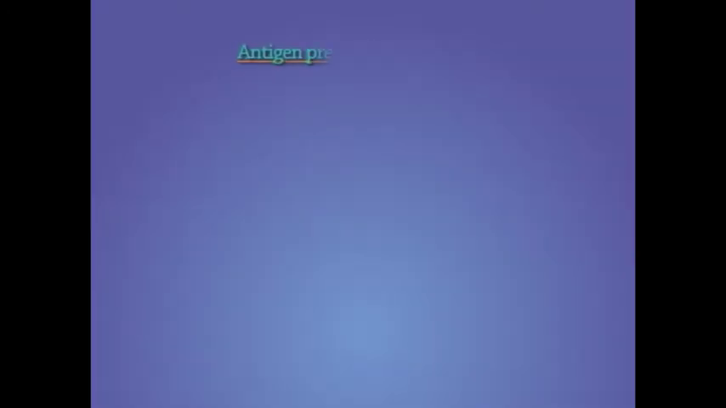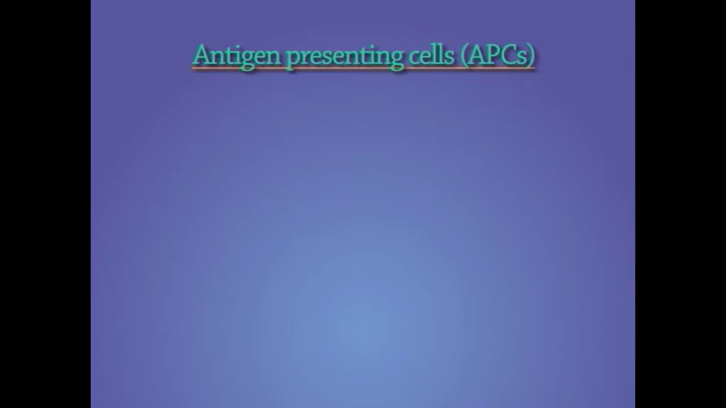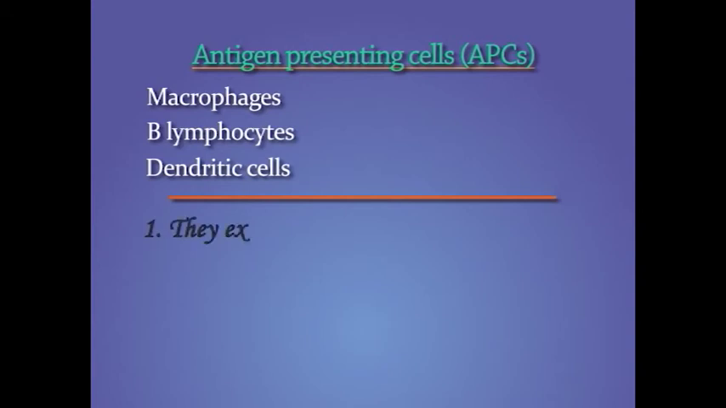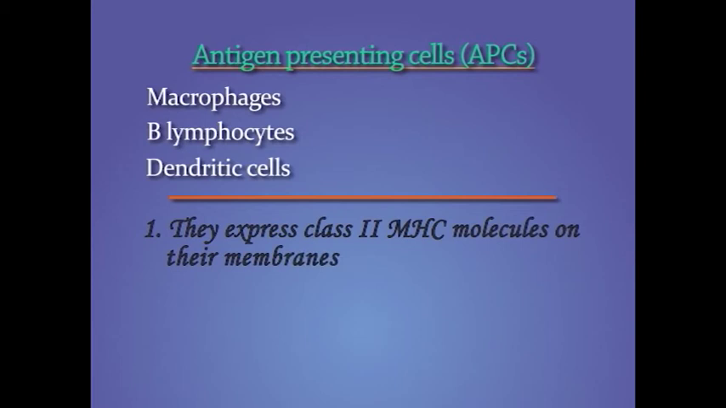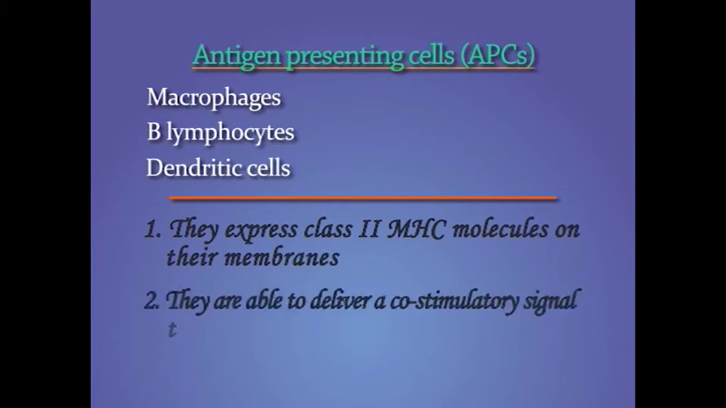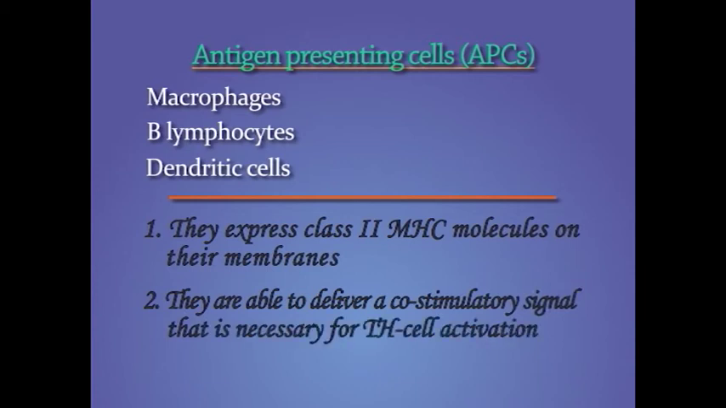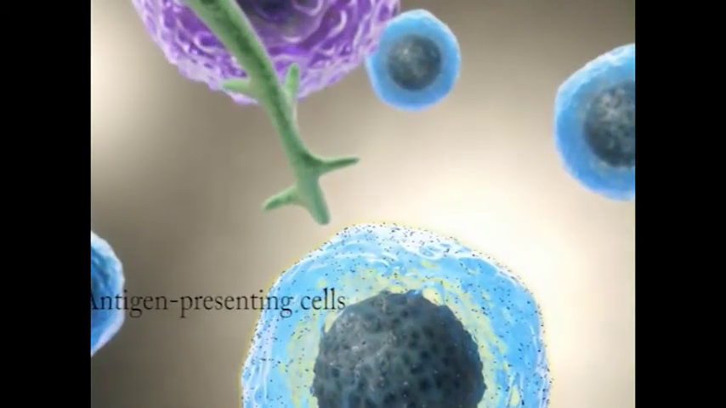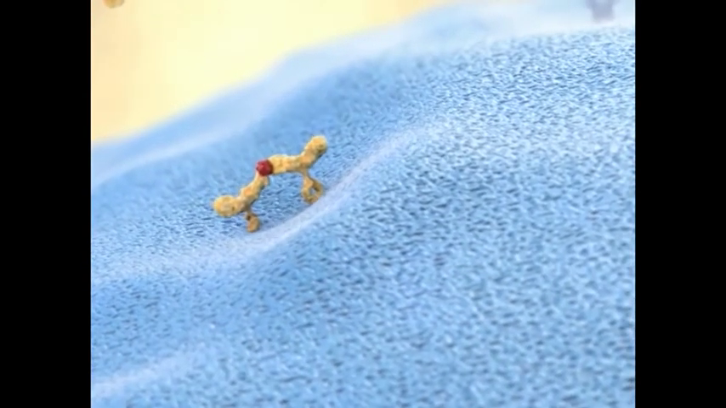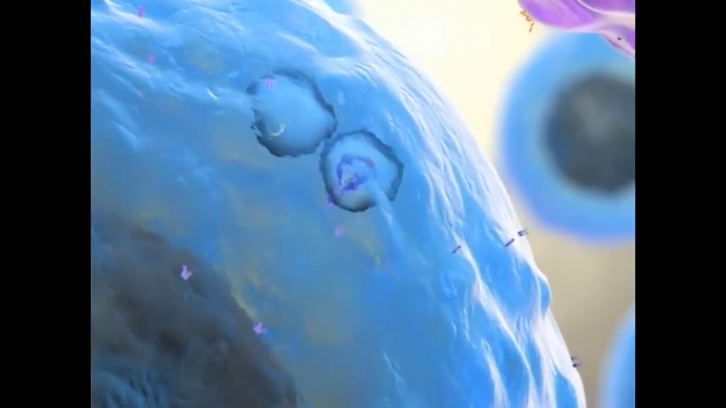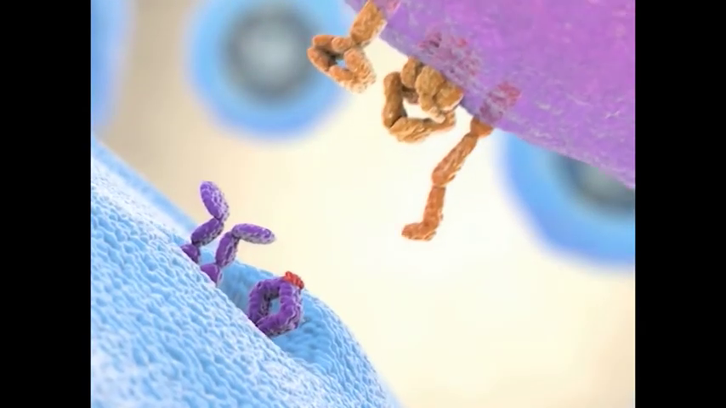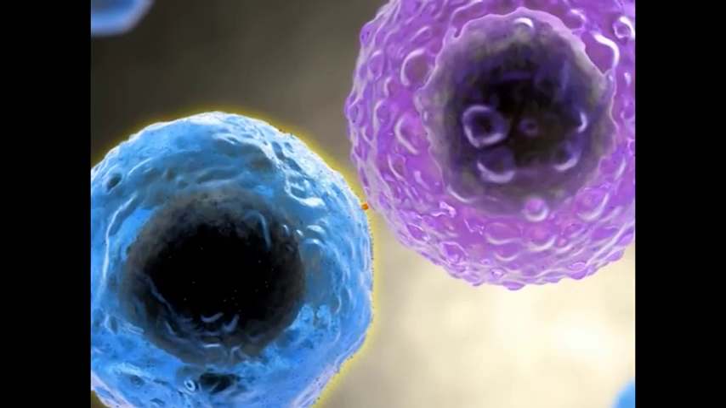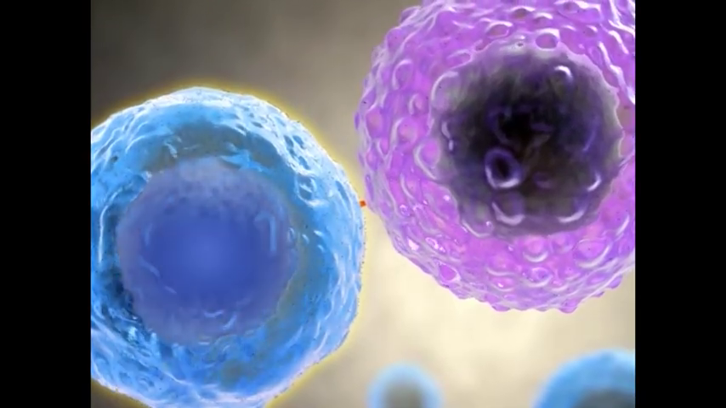Antigen-presenting cells or APCs are specialized cells which include macrophages, B lymphocytes, and dendritic cells. They are distinguished by two properties. One, they express class II MHC molecules on their membrane, and two, they are able to deliver a co-stimulatory signal that is necessary for T helper cell activation. Antigen-presenting cells first internalize antigens either by phagocytosis or by endocytosis and then display a part of that antigen on their membrane bound to a class II MHC molecule. The T helper cells recognize and interact with the antigen-class II MHC molecule complex on the membrane of the antigen-presenting cells. An additional co-stimulatory signal is then produced by the antigen-presenting cells, leading to activation of the T helper cells.